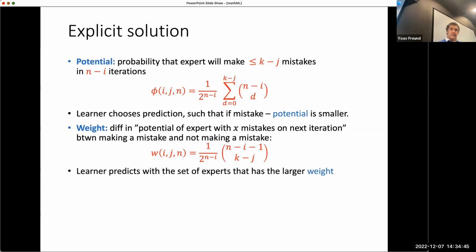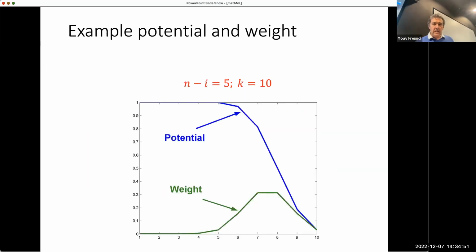So the learner predicts with the set of experts that has larger weight. That's basically what it combines to. And this is how this potential and weight look like at a particular iteration. This is, I think, 5 iterations from the end, and k is equal to 10. This is the potential, and this is the weight.